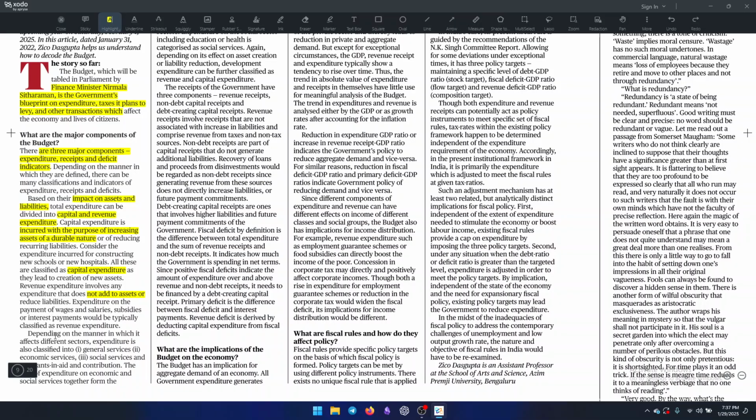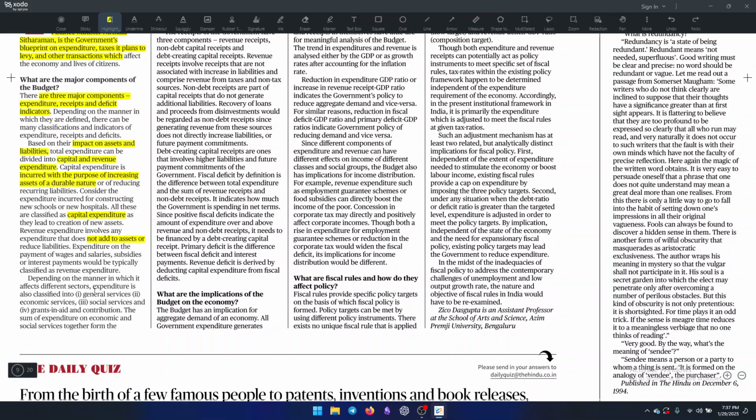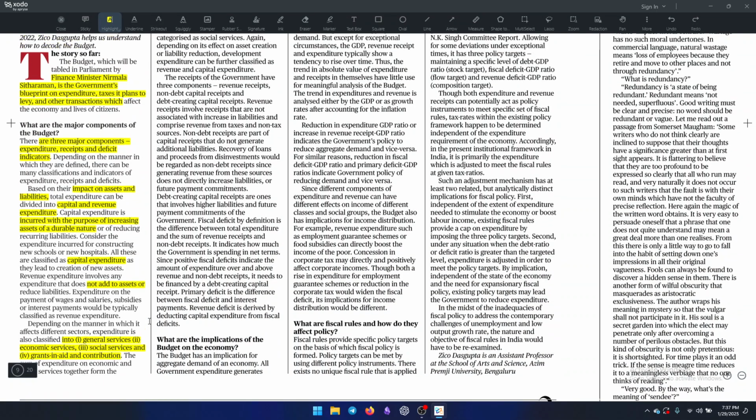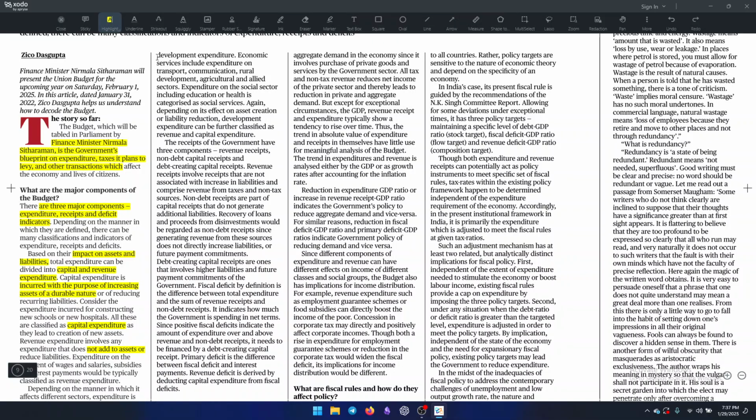Depending on the manner in which it affects different sectors, expenditure is classified into general services, economic services, social services, grant in aid, and contribution. The sum of expenditure on economic and social services together forms the development expenditure. Economic services include expenditure on transport, communication, rural development, agriculture, and allied service sectors, and expenditure on the social sector, which includes education or health, is categorized as social services.